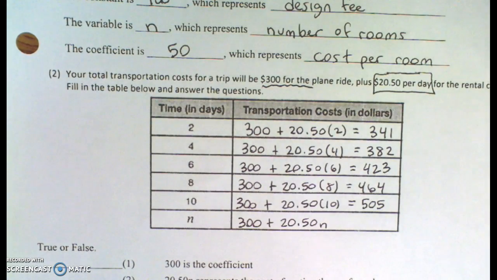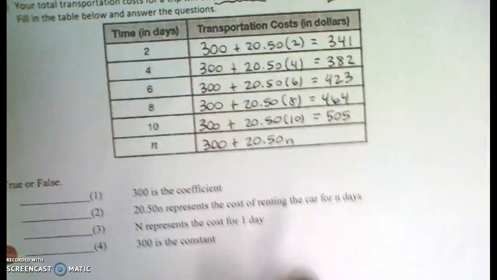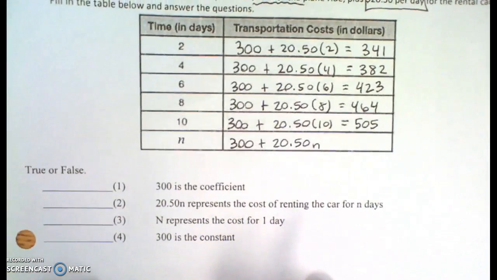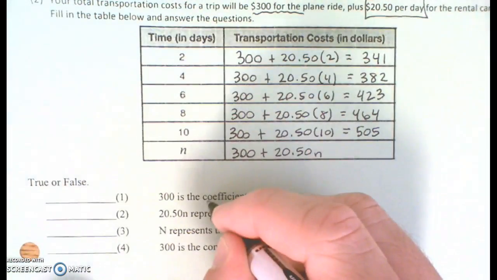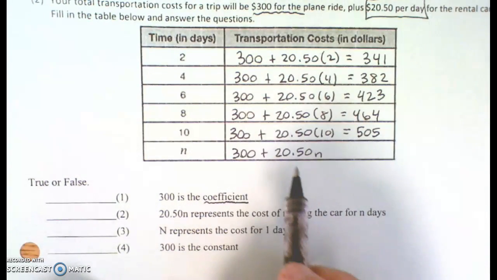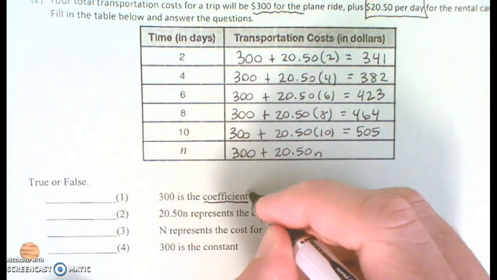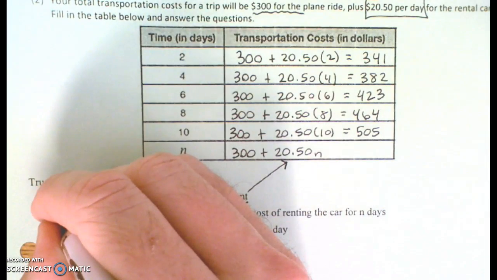So here we have some true or false questions based on our problem. It says true or false: 300 is the coefficient. So remember, coefficient, that's when you have a number with a variable, and it's a number in front. So looking at this, the coefficient really should be $250. So that's false.